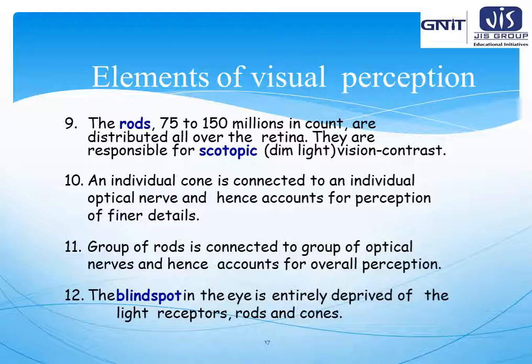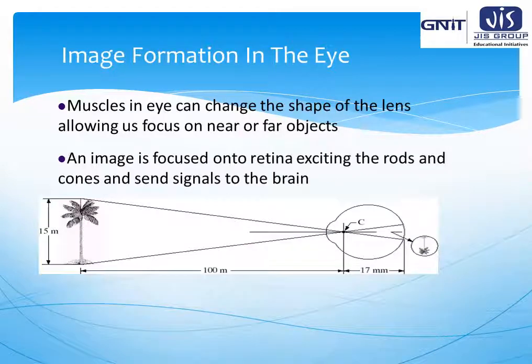Each cone is connected to an individual optical nerve and hence accounts for perception of finer details. A group of rods is connected to a group of optical nerves and hence accounts for overall perception. The blind spot in the eye is entirely deprived of the light receptors, rods and cones.